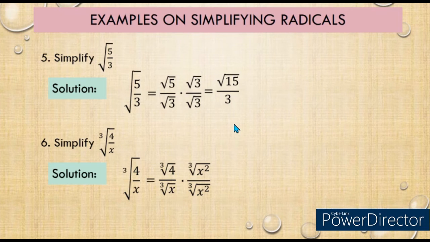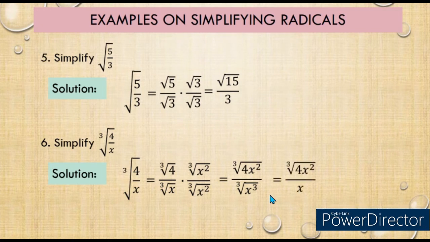Okay? So we have cube root of 4 times cube root of x square is equal to cube root of 4x square. And the cube root of x times the cube root of x square is equal to cube root of x cube. Okay, so simplify po natin. So magiging sagot natin ay cube root of 4x squared divided by x. So that is the final answer.